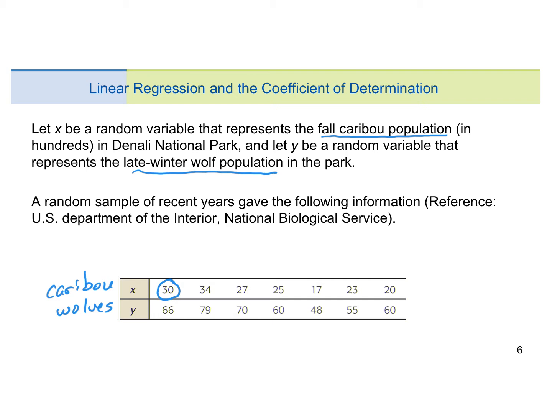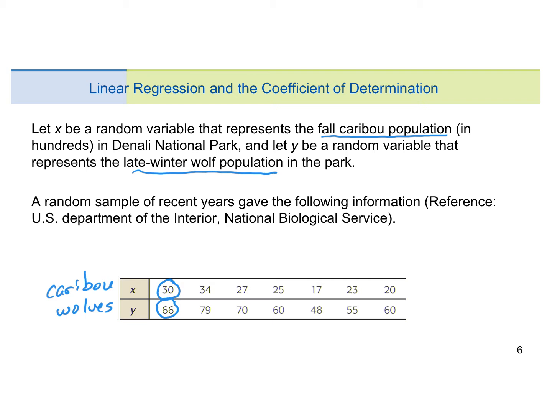How many? How many caribou? 3,000 caribou, right? Because it's in hundreds. So when we see the 30, we're using a 30 for a reason. But when we talk about it, it's 3,000. So the 66 goes with the 30. So basically, when there are 3,000 caribou, there were 66 wolves.